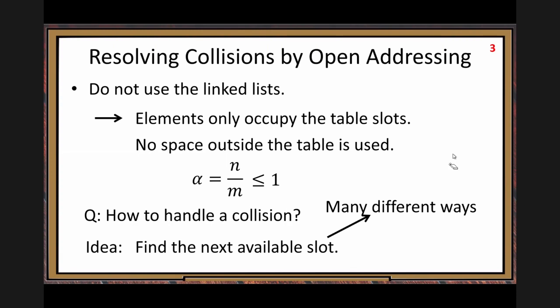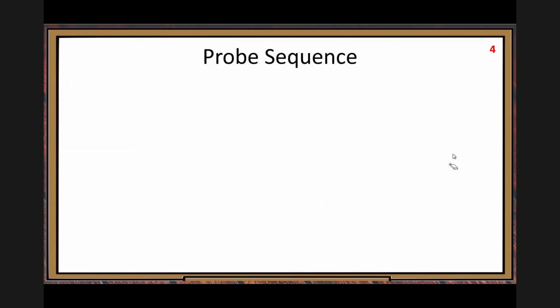The second and third become harder and harder, but the performance would be better and better. But here I just give you some general idea, so we do not need to go that far. Probe sequence, this concept. Probing. We need to find the next available slot, so we need to do probing operations. So what's that? Keep going, apply our hash function again and again.